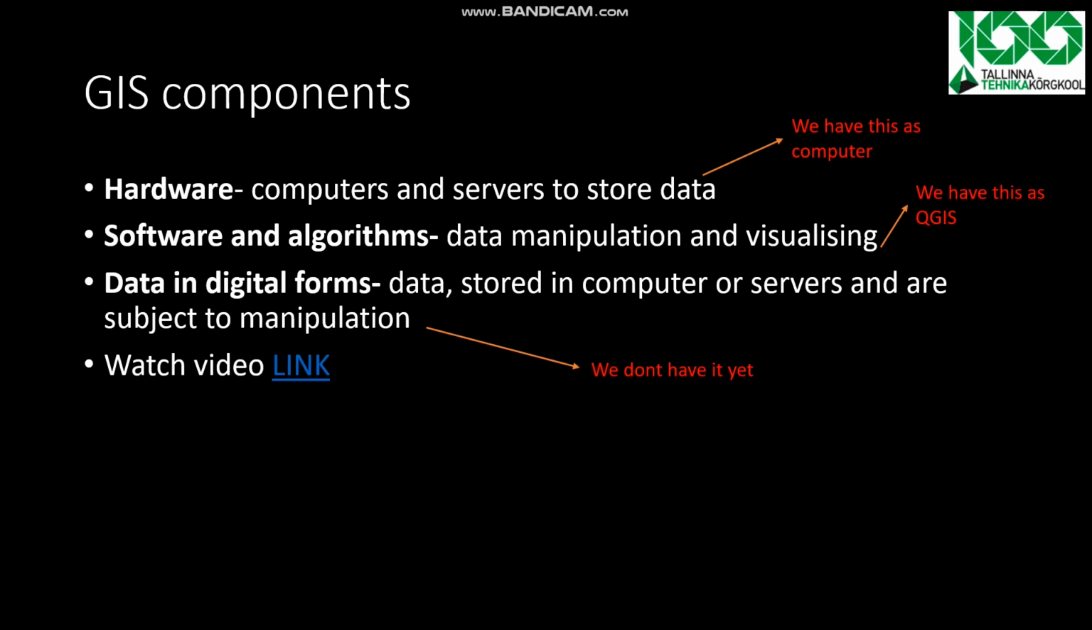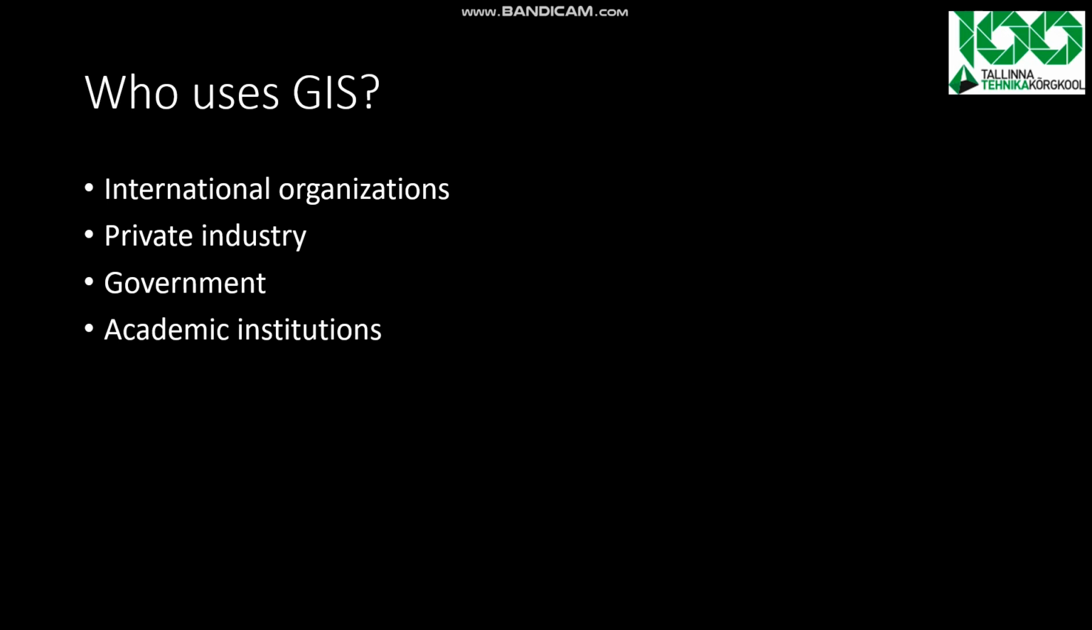Also, we have data in digital form, data that is stored in computers or servers and is subject to manipulation. At the moment we don't have it, but we have to gather it from somewhere. Through this course you will see where you can find it based on your own questions, because we will see why GIS is so important. But who uses GIS? When you haven't heard about it before, it's kind of strange to know who will use it.